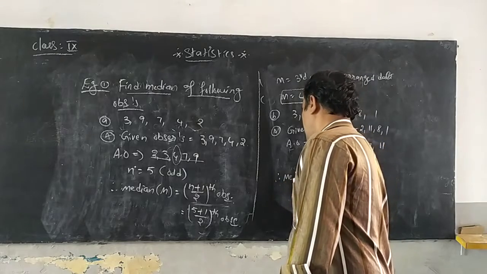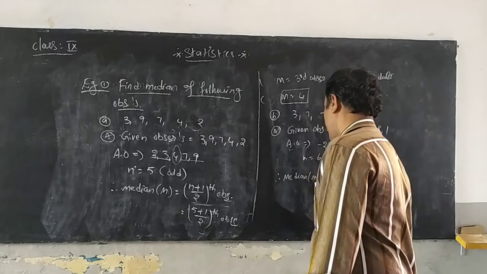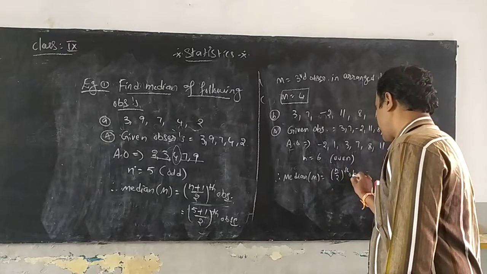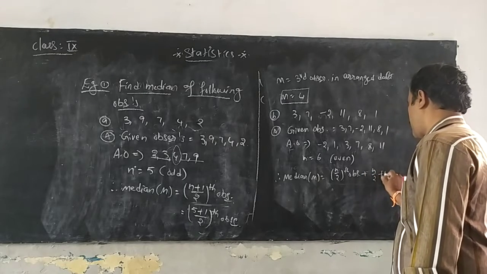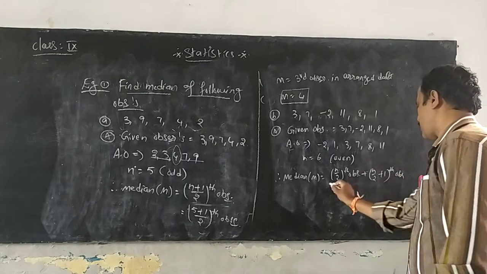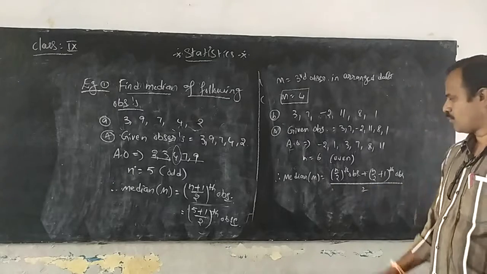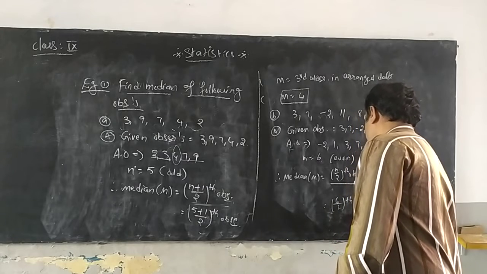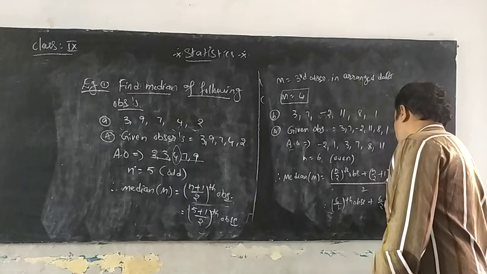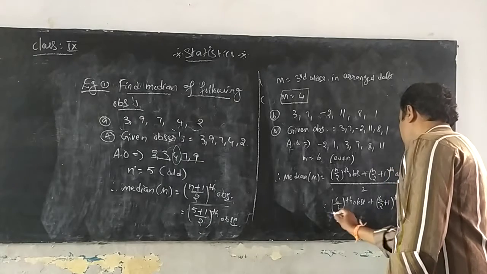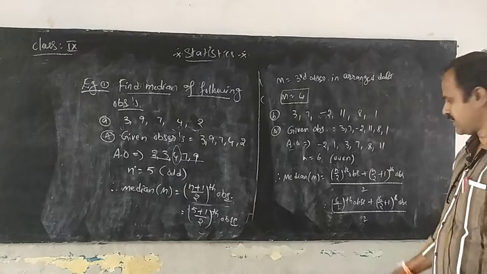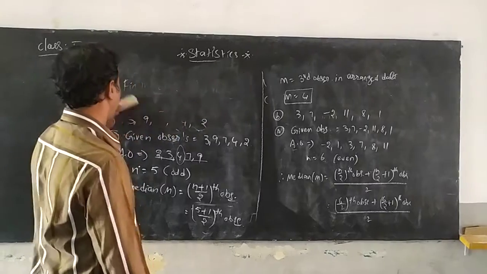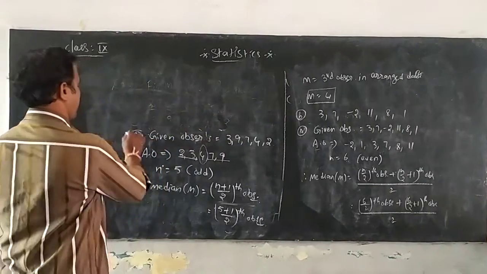Therefore, median. Tell me the formula for median when n is even. (n by 2)th observation plus (n by 2 plus 1)th observation, whole by 2. What is n here? 6. So you write (6 by 2)th observation plus (6 by 2 plus 1)th observation, whole by 2. Now what is 6 by 2? That is 3. Third observation, and the other one is the fourth observation.